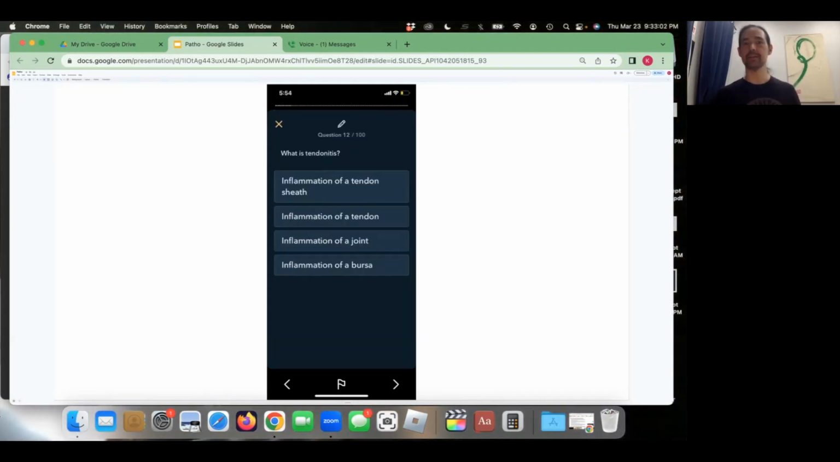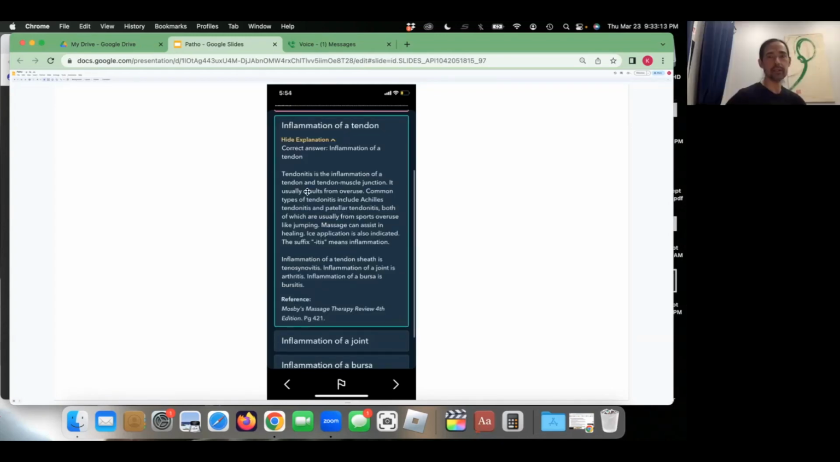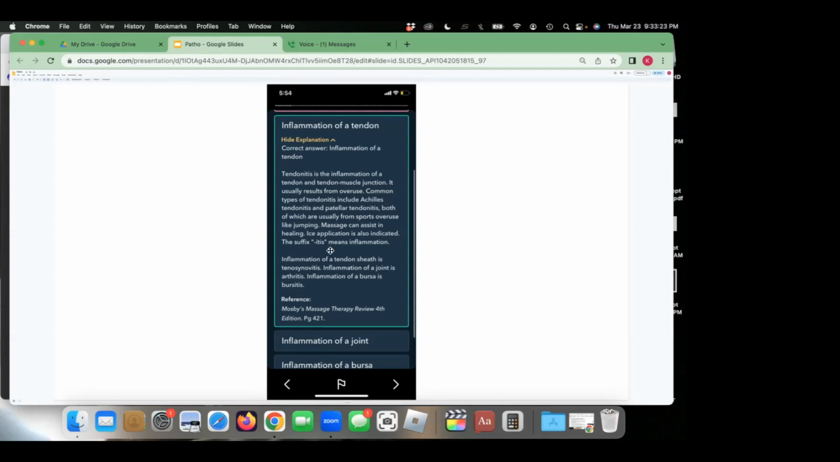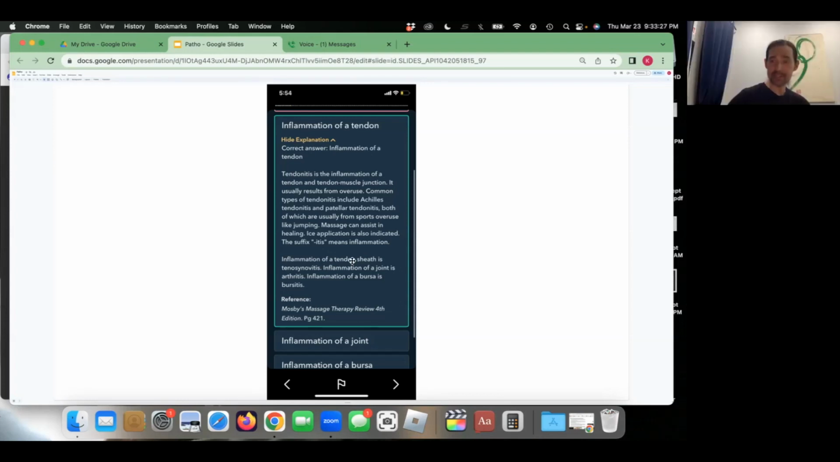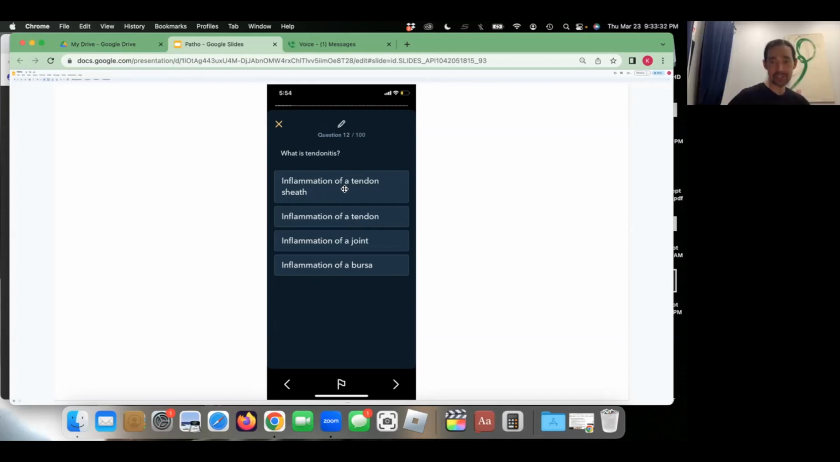What is tendonitis? Inflammation of a tendon sheath, inflammation of a tendon, inflammation of a joint, inflammation of a bursa. I think inflammation of a tendon. Yeah. Do they talk about what the tendon sheath is? So the choices are tendon or tendon sheath, right?